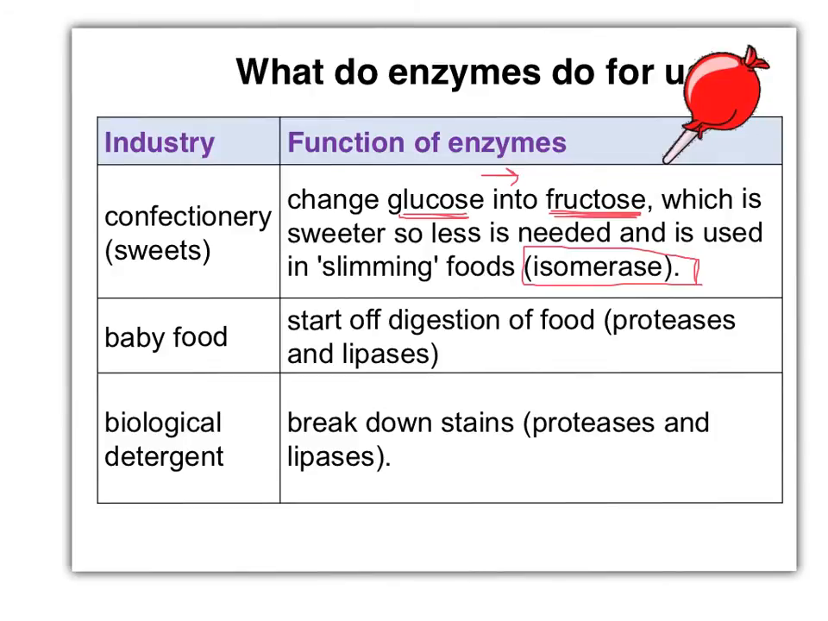Baby food, because babies' digestive systems might not be fully developed, we need to add proteases and lipases to start to break down the food. So it's a much more runny consistency, so it's easier for the baby to digest. And finally, biological detergent contains proteases and lipases, and what that allows it to do is break down stains that you might have on your clothes.